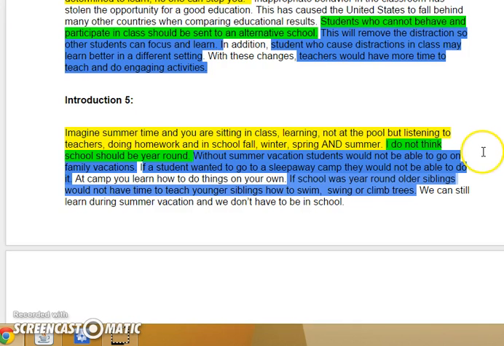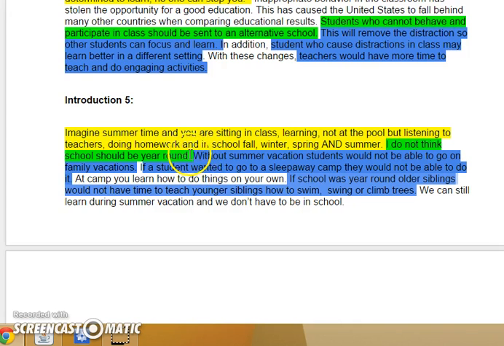Okay, for introduction number 5, I've gone ahead and highlighted the different areas so that you can see them, as you can follow my key that was before. Here, the first sentence is the hook. I do not think schools should be year-round is the claim. And you're going in and you are looking for reasons.